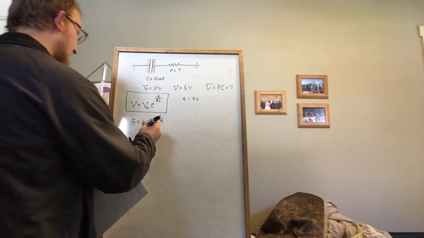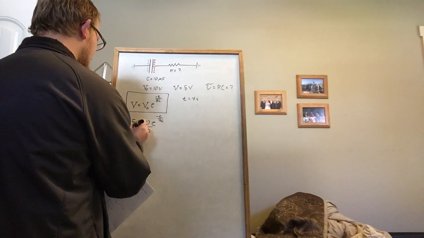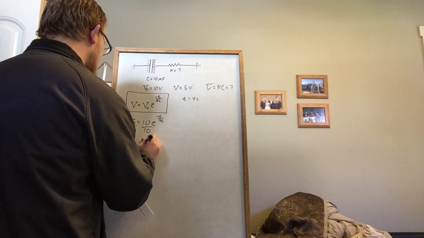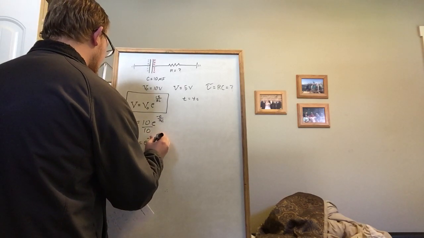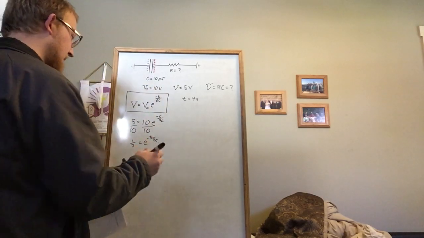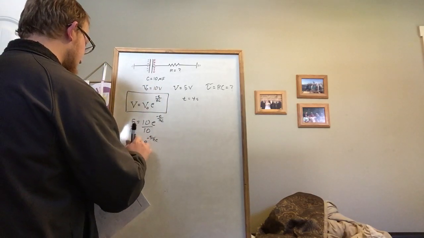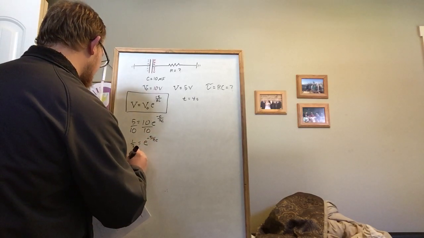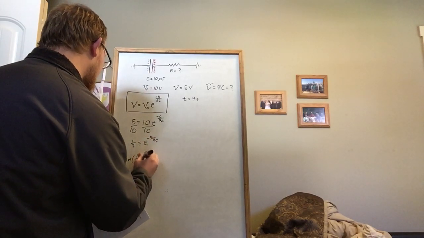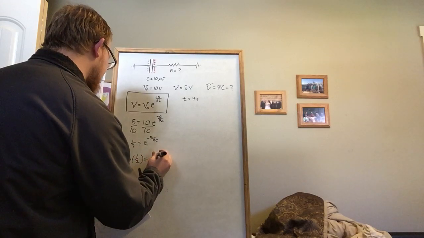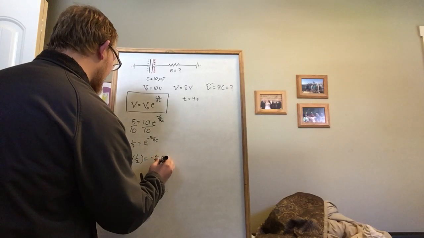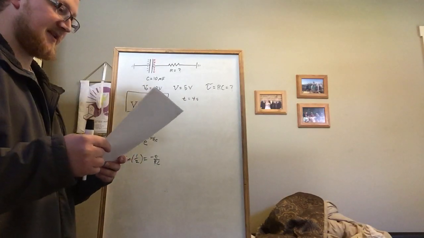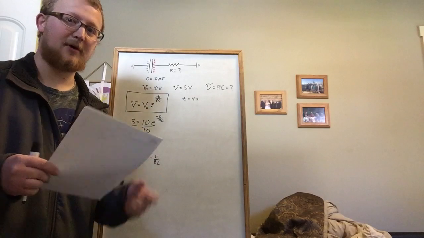Alright, so let's go ahead and divide both sides by 10. And what we end up with is 1/2 equals e to the negative t over RC. And we're going to go ahead and take the log of both sides, which is going to get rid of the e. The e and the log are going to cancel, so the natural log of 1/2 equals negative t over RC. Now, ultimately, what we're trying to find, for part A, is the time constant.